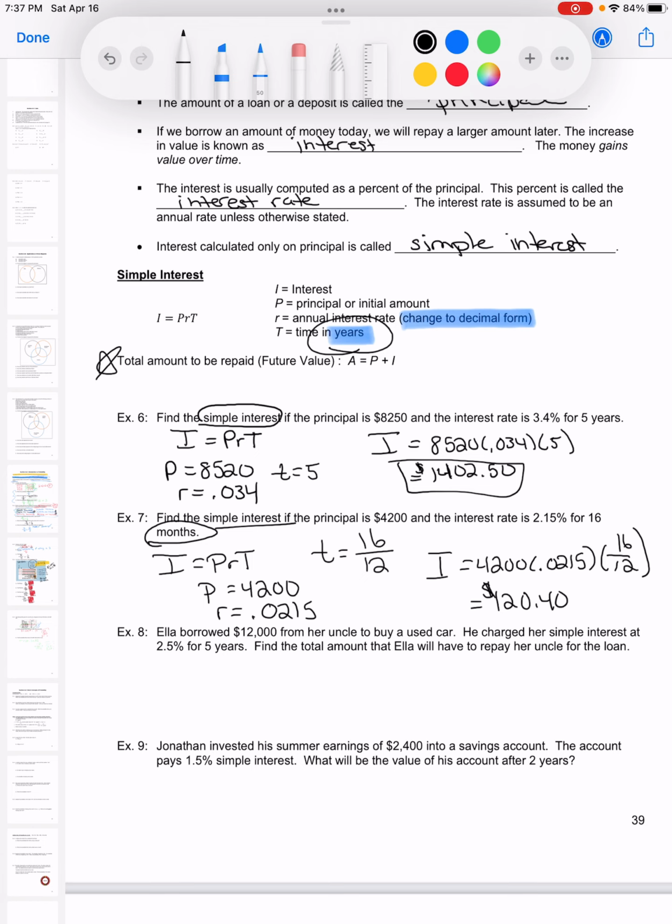I want you guys to try example 9 down here then. I'm going to come back to 8, but I'm going to let you guys go ahead and try one on your own. So go ahead and hit pause and try example 9.